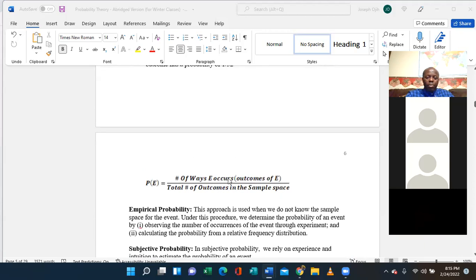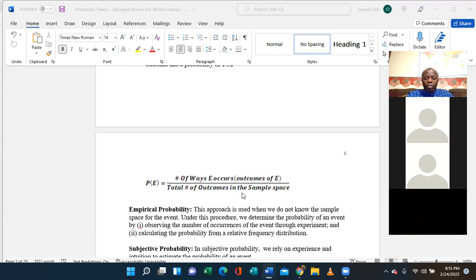So under classical probability, the formula we use for estimating probability is this. When you see P(E), it means the probability of event E equals the number of ways event E occurs divided by the total number of outcomes in the sample space.